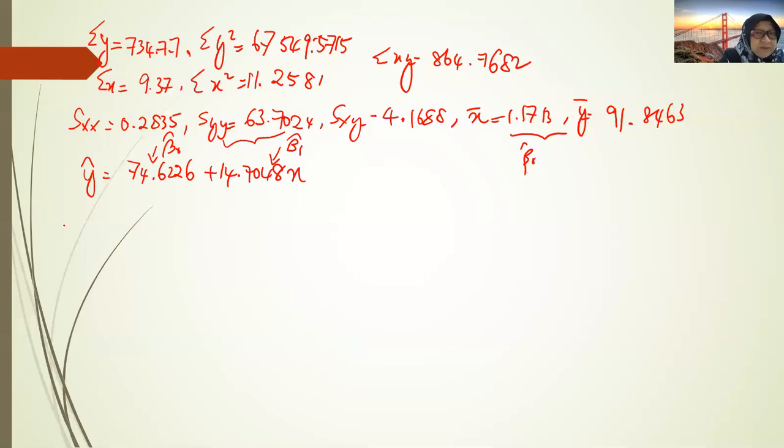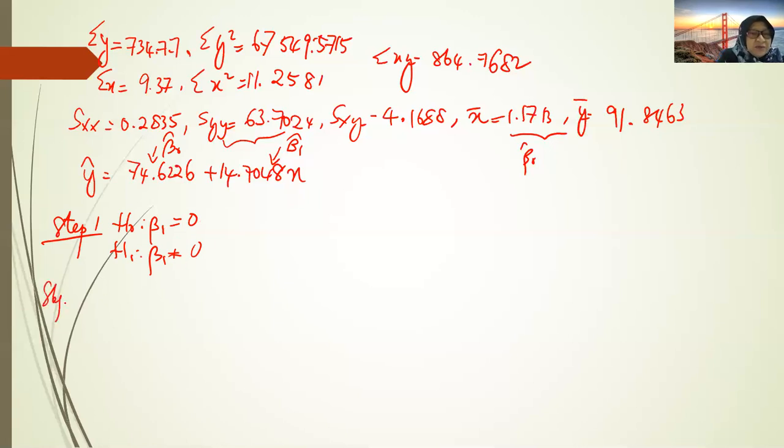Before that, step 1, once you have all the values, will be to state the hypothesis. So H naught, you can write beta 1 equal to 0, and H1, beta 1 not equal to 0. Or you can write in words: the slope of the regression line is 0, and the slope of the regression line is not equal to 0.